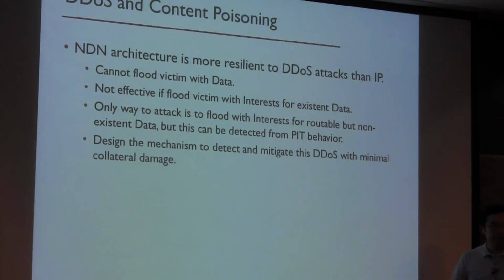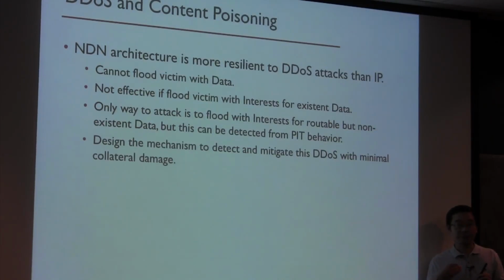Right? NDN is different from IP. In IP, you get a packet, you throw it at the destination. That's what IP is designed for. So if there's a denial of service attack, you throw a lot of traffic at the destination. It's hard to fix because the architecture was fundamentally designed to just push data to the destination.